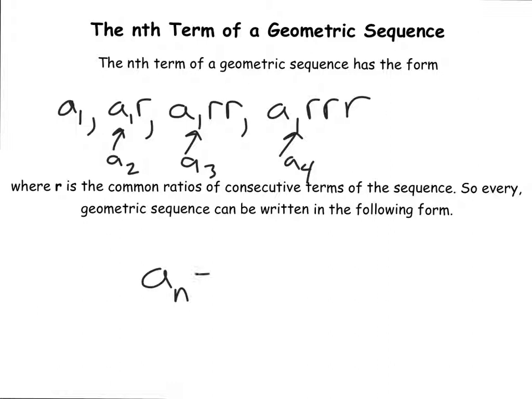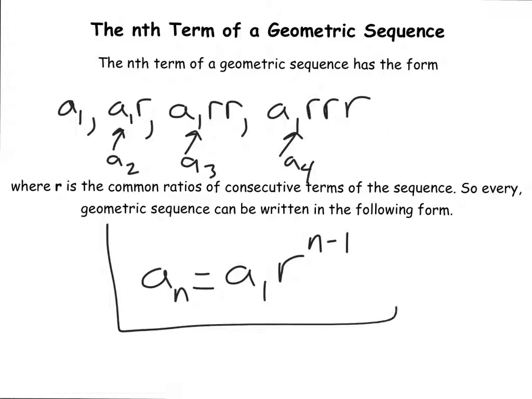So first of all, it's going to be very helpful to know where the sequence starts. Okay, we really want to know a sub 1. And then it really becomes how many times do we multiply by r? It would be n minus 1. And you can see up above, right, for that second term, I multiplied by r once. To get the third term, I multiplied by r twice. To get the fourth, I multiplied by r 3 times.